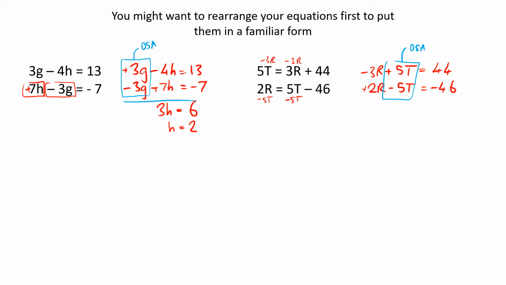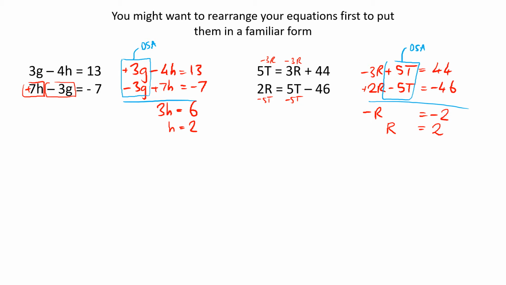For the second one, we're going to add them again. We're going to end up with minus r from minus 3 plus 2. And we're going to end up with 44 plus minus 46, which is going to give you minus 2. That's quite an easy one to fix. If you've got minus and minus, you can just change the signs on both sides and end up with r equals 2. And then what was the next step after that?